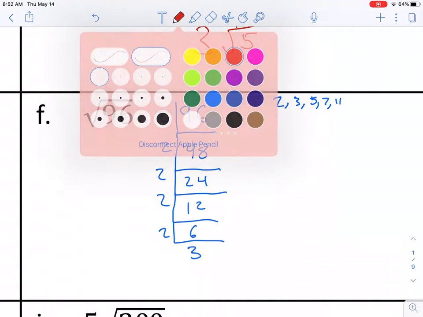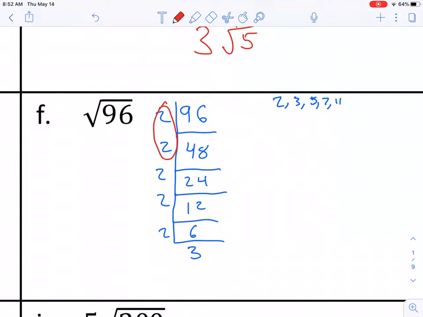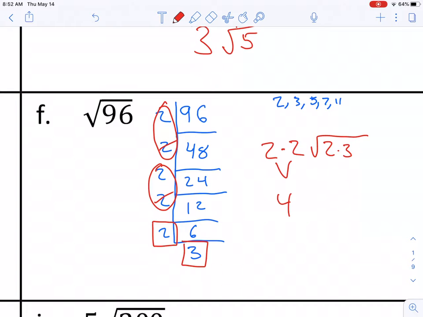And now we're looking for groups of 2. So I have 1, 2, and then I'm going to box these. Those do not have partners, so they go back inside. And then we're just multiplying up. 2 times 2 is 4. 2 times 3 is 6.